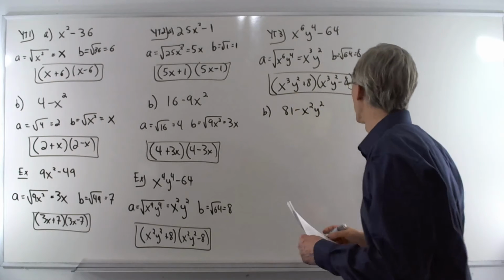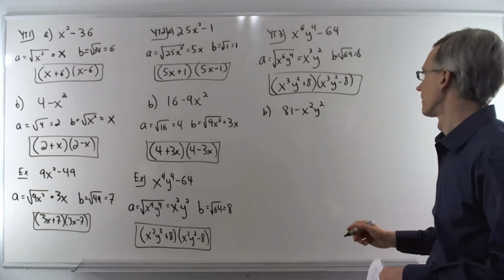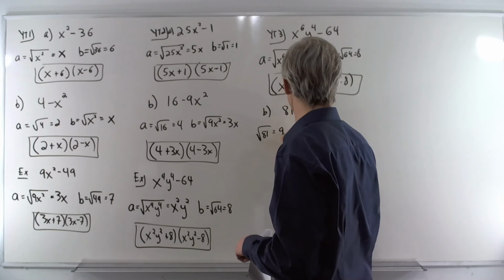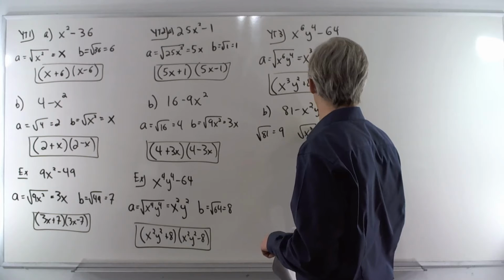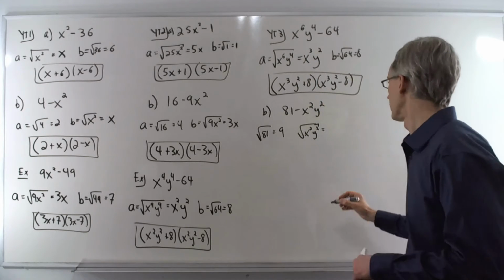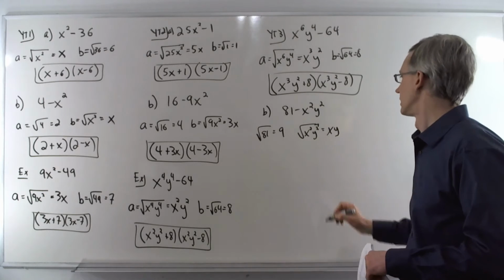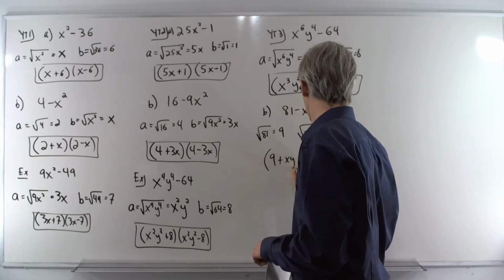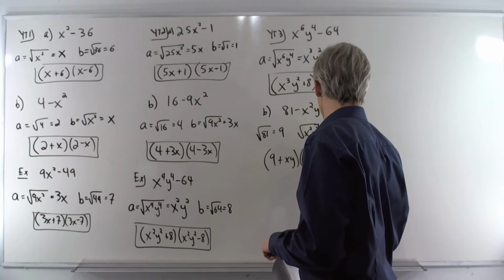Now I've got 81 minus x squared y squared. So these are all perfect squares. The square root of 81 is 9. And the square root of x squared y squared is xy. Plugging into the formula, we get 9 plus xy and 9 minus xy.